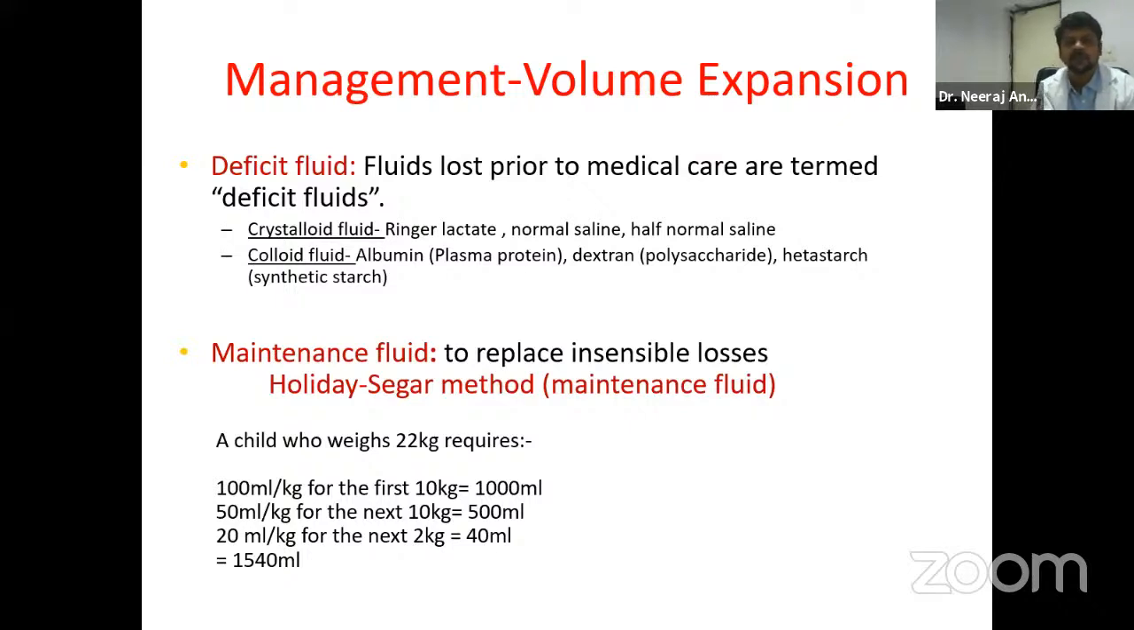Deficit fluid could be either crystalloid fluids, which could be ringer lactate, normal saline or half normal saline. Colloids that could be used as a deficit fluid could be albumin, dextran or hetastarch. Maintenance fluid is given according to the Holliday-Segar method.